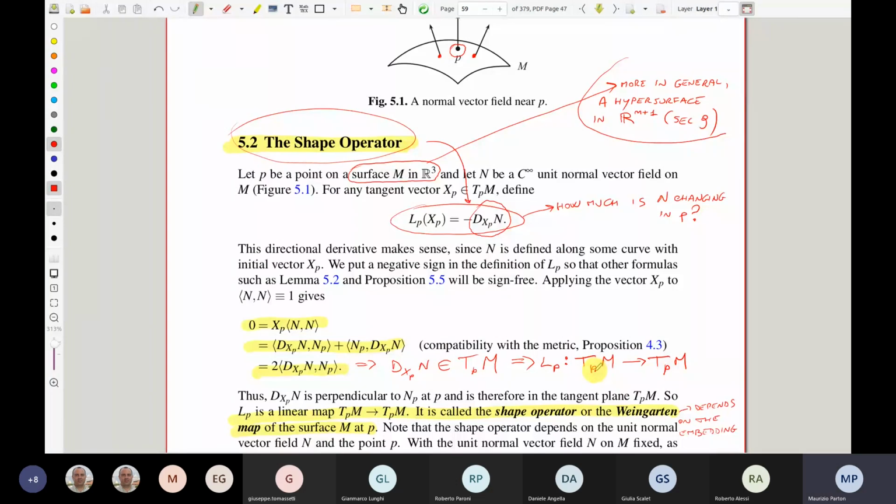And when you have a symmetric matrix, what can you say about the eigenvalues? They are all real. Spectral theorem, maybe you call it this way. Well, so the eigenvalues of this endomorphism are all real. Of course, they don't depend on the choice of the basis. They are a characteristic of the endomorphism, and these are called the principal curvature of your manifold.